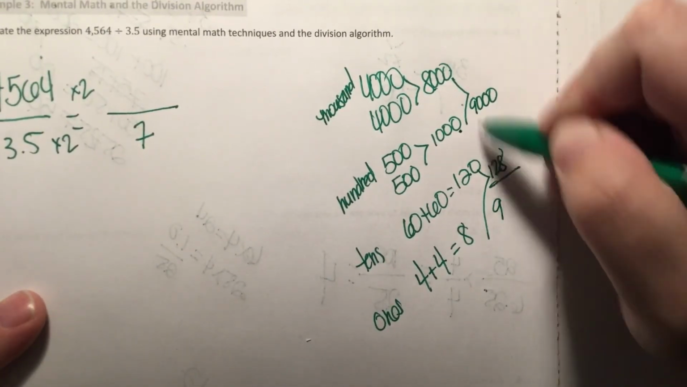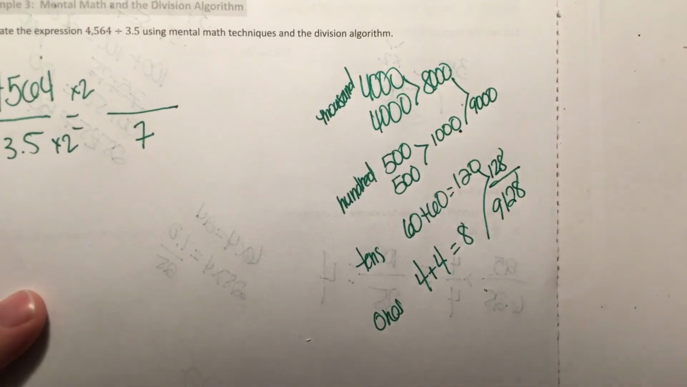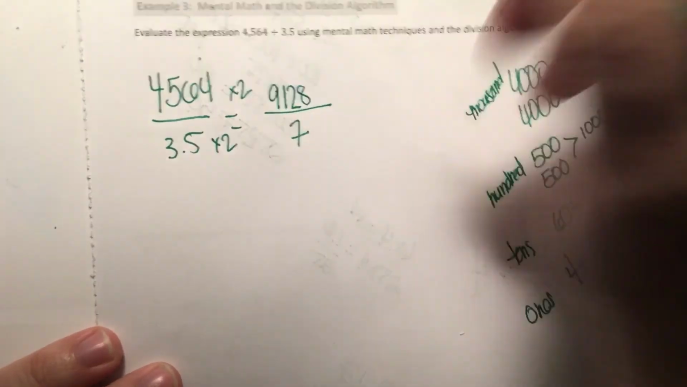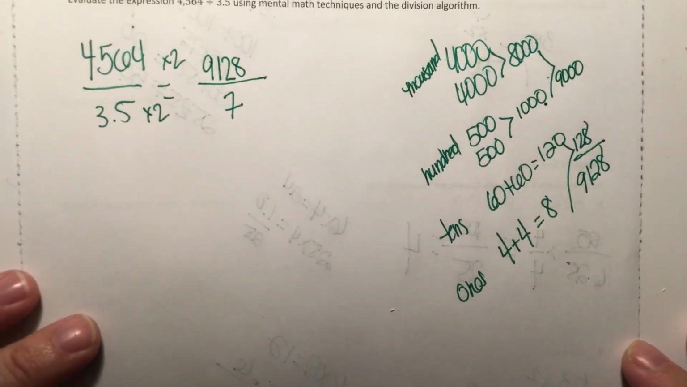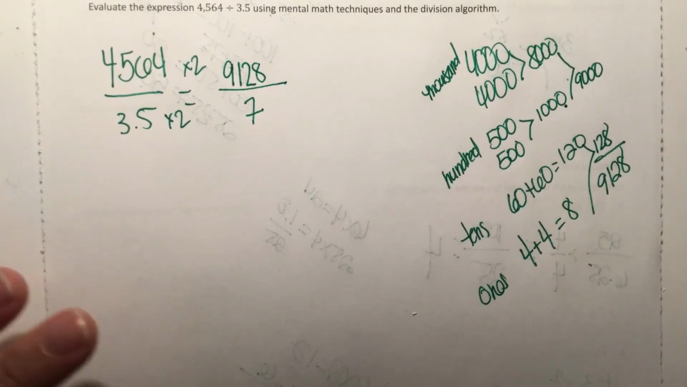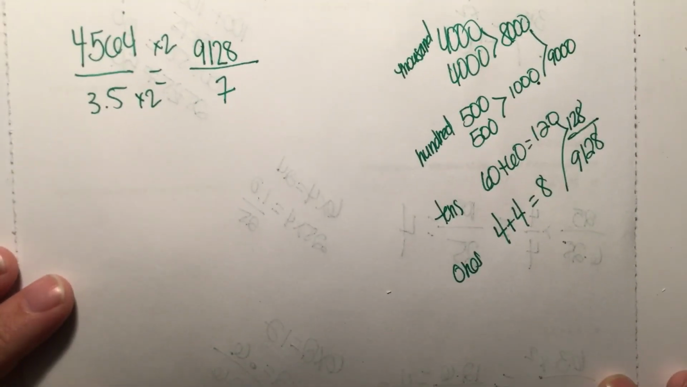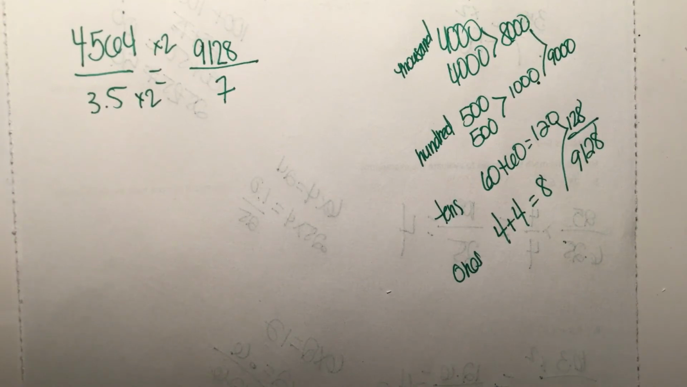So 9,128 maybe? Yeah. Answer key's telling me that's correct. So 9,128. Okay. I'm going to have to adjust this a little bit more. Sorry, guys, so you can see all of it. I apologize. I spread out too far.